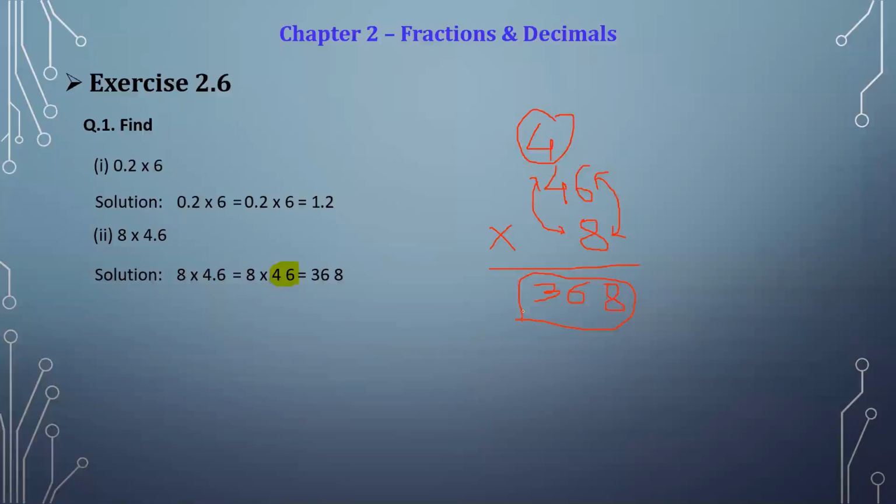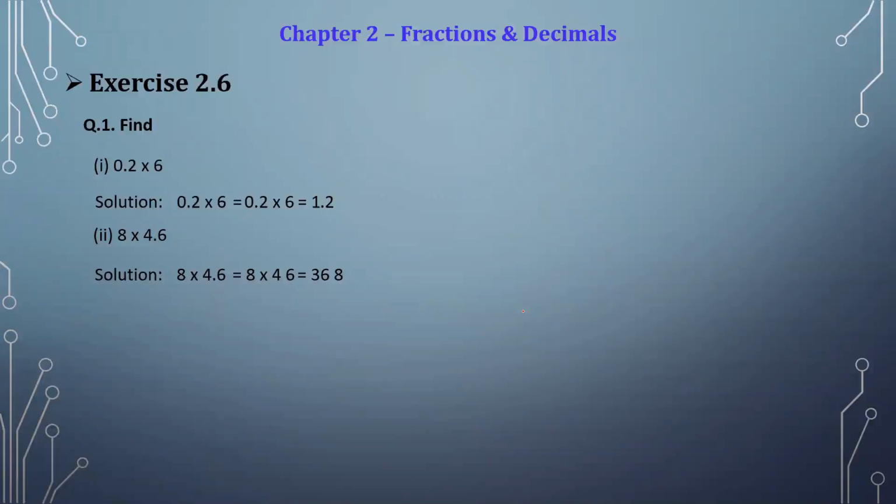But we had removed the decimal point, and after removing it we obtained the product 368. Now we have to bring that decimal point back.